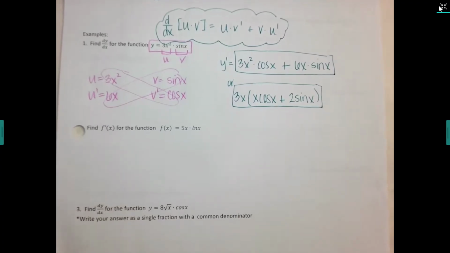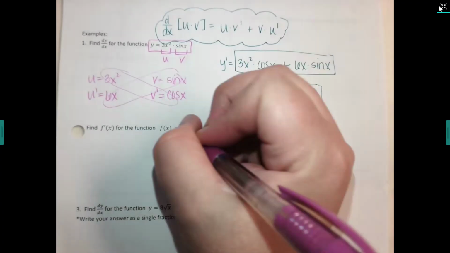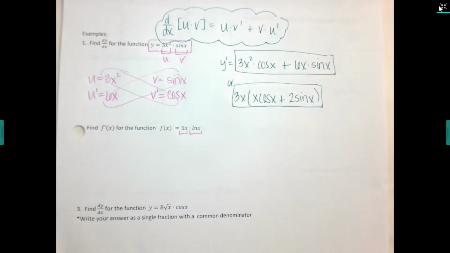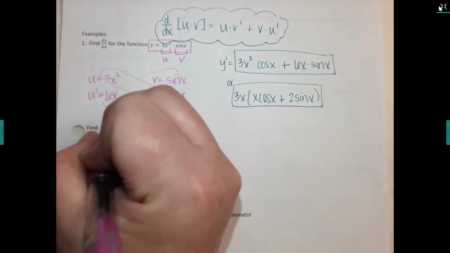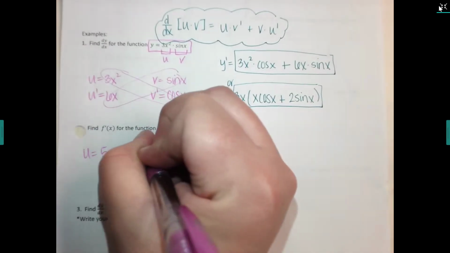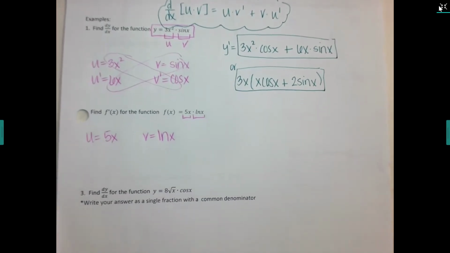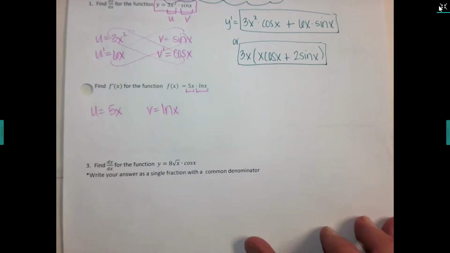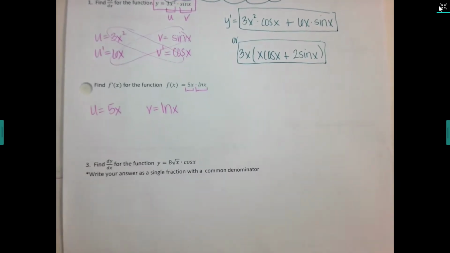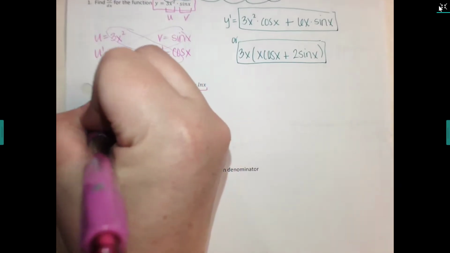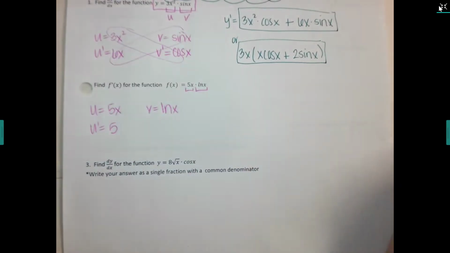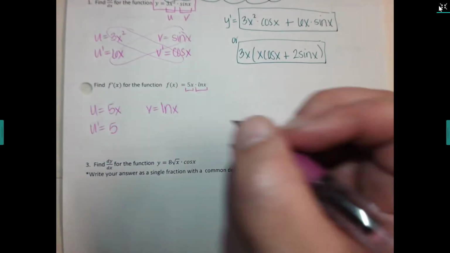All right, let's take a look at number 2. Underline the parts of your product. This is a 5x times an ln x. And then we're going to take the derivative of both of those parts separately, then do a little cross multiply plus for the derivative. So if u is a 5x, what's the derivative? 5. Good job. If v is an ln x, what's the derivative?